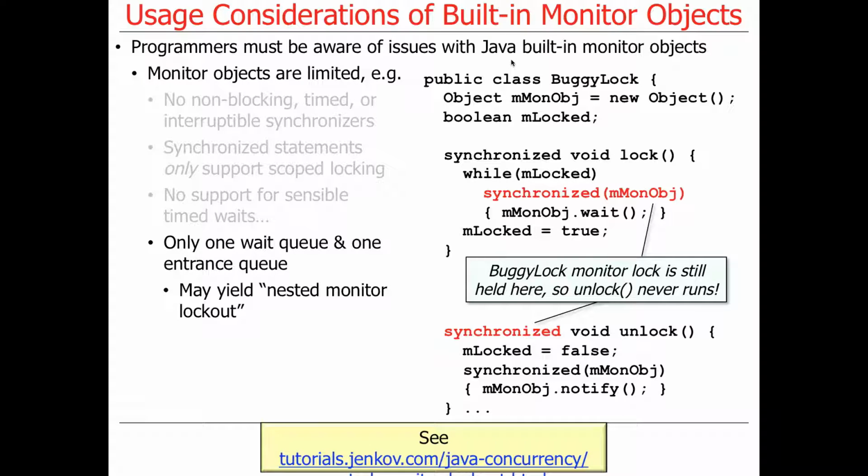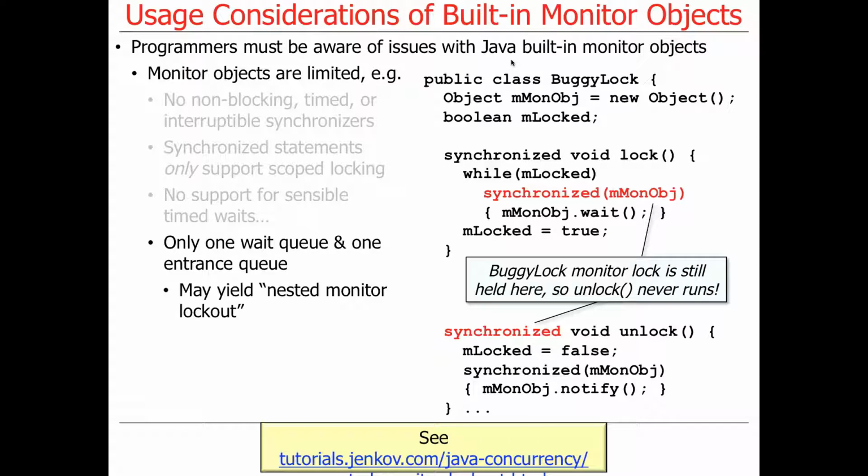And that's a subtle problem, and you may very well have run into it in your testing. So make sure you don't hold the intrinsic lock when you go to sleep on another nested object. So you can see it's nested monitor. That's why it's called nested monitor lockout.